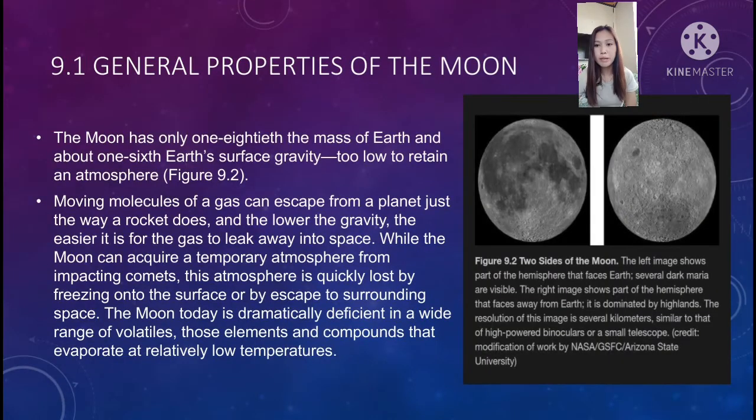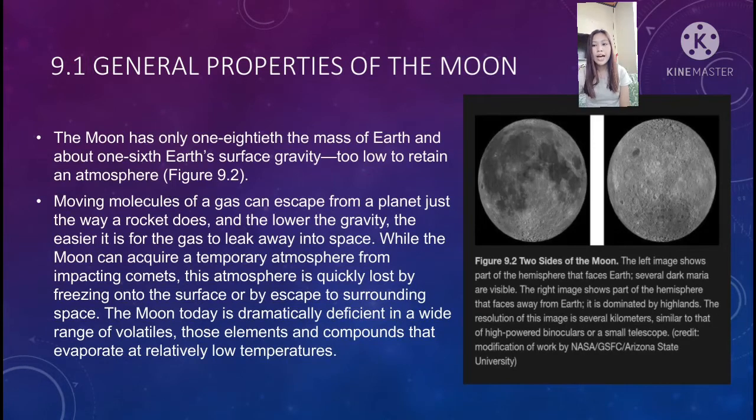Our first topic is about the general properties of the moon. The moon has only 1/80th the mass of Earth and about 1/6 Earth's surface gravity, so low to retain an atmosphere. Moving molecules of a gas can escape from a planet just the way a rocket does. And the lower the gravity, the easier it is for the gas to leak away into space.